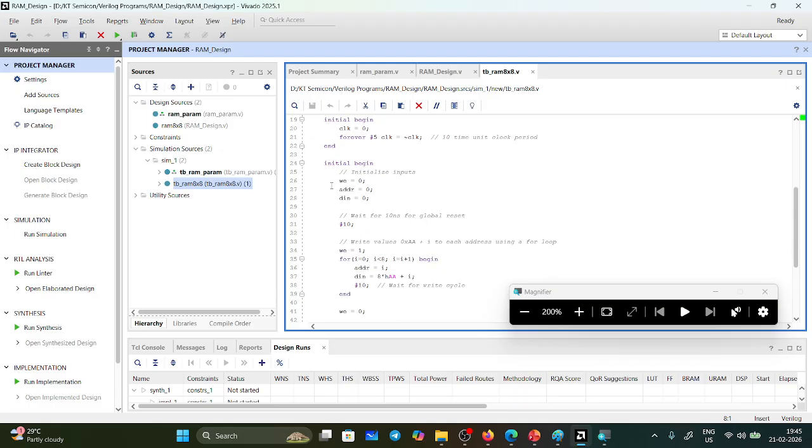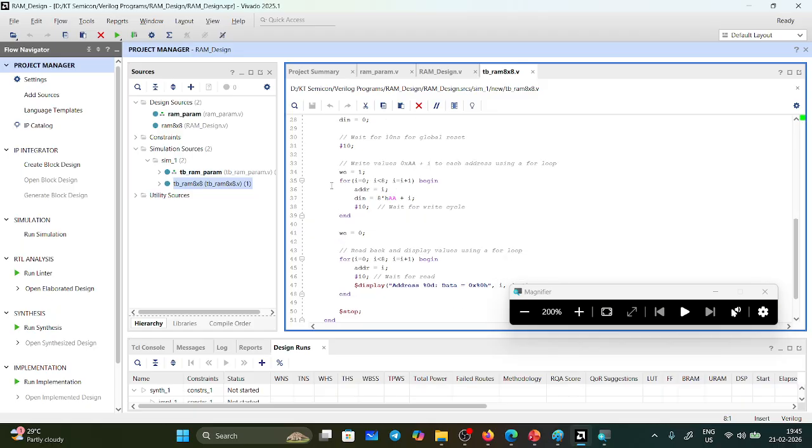Initial begin. Reg variables you need to clear. Hash 10, I'm giving write values. See here, write equal to 1.